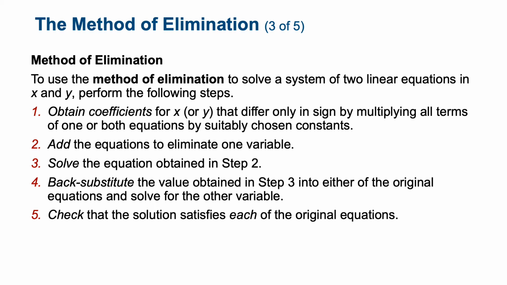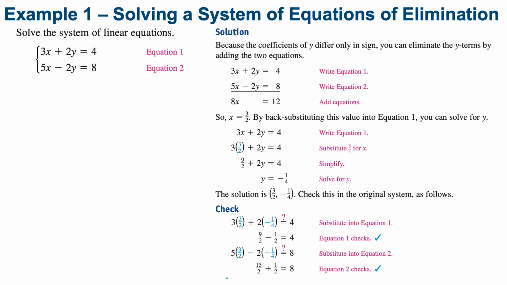Okay, so here we go. Let's do an example. We have here 3x plus 2y is equal to 4, and 5x minus 2y is equal to 8. So the y's are already the same coefficient, different signs. So let's go ahead and just add those two equations together. If we do that, we get 3x plus 5x is equal to 8x. The two y's cancel out, of course. And then 4 plus 8 is 12.